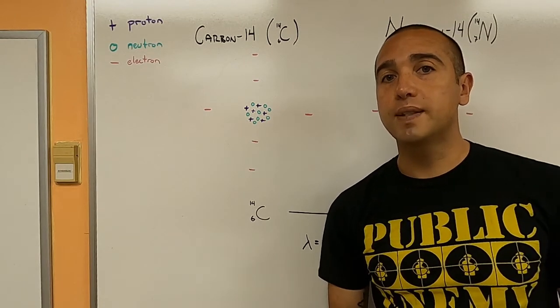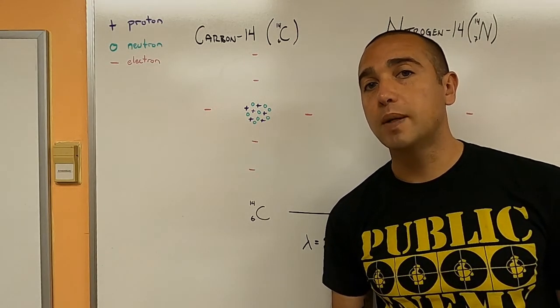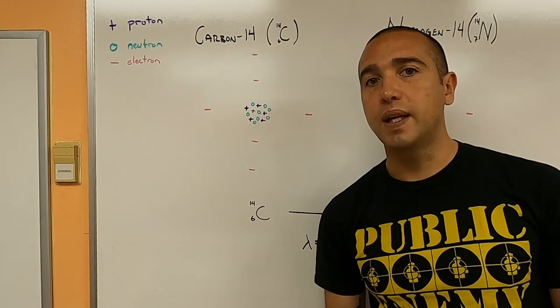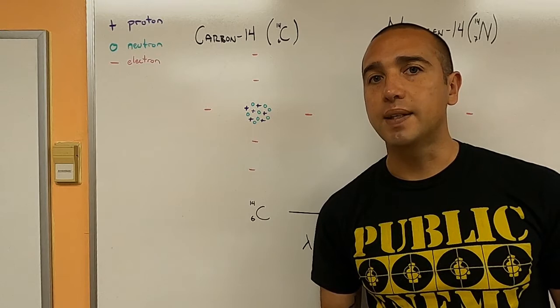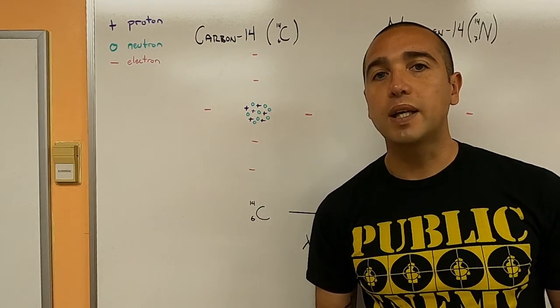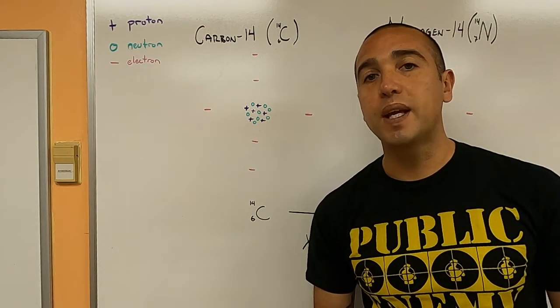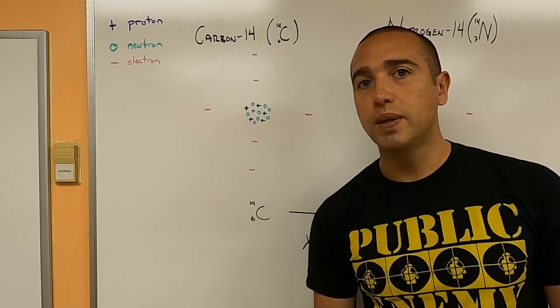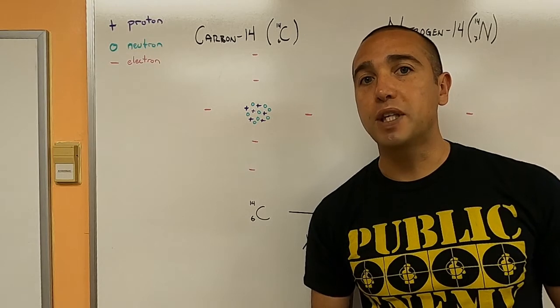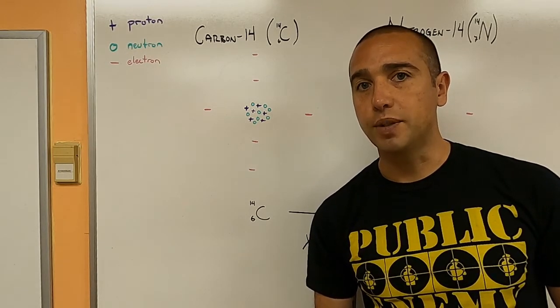Now, carbon-14 is not stable. What happens over time is that one of the neutrons in the nucleus actually breaks apart into a proton and an electron. The electron is so high energy it flies off into space, and that high energy electron is called a beta particle, and that radiation, that energy carried with it, is beta radiation.